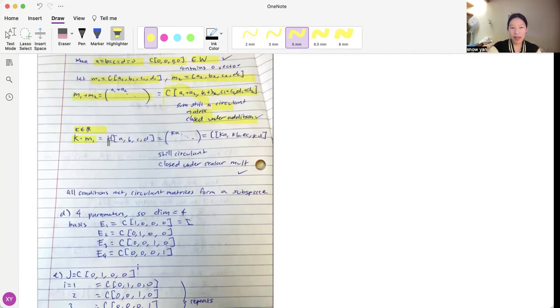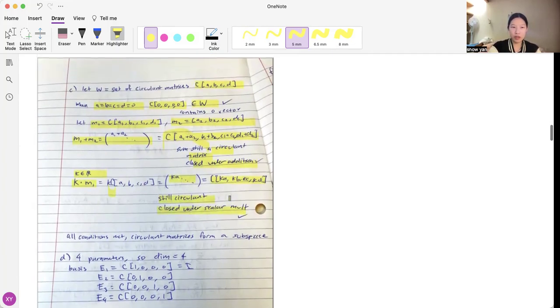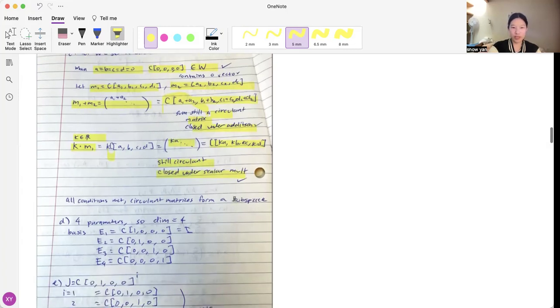And then if we put the k into each of the things, we're going to get kA, kB, k something. So then we can just rewrite it in this form: C of kA, kB, kC, kD. So that's still a circular form, so it's closed under scalar multiplication. Since it's both zero, closed under addition and closed under scalar multiplications, all conditions are satisfied, and we have a subspace.